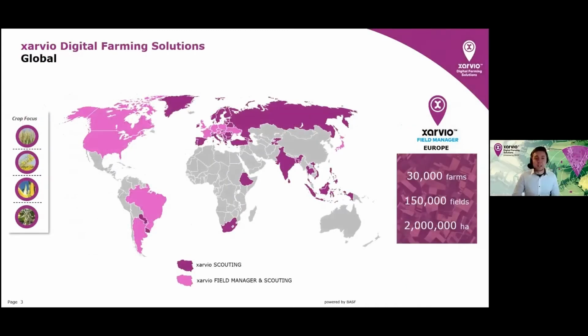Thanks, Louis. So firstly, I'm going to give an overview of xarvio and xarvio Field Manager. xarvio Digital Farming is the digital arm of BASF, and it has a presence globally with its different products, which you can see on this slide. And it has a strong and growing presence in Europe, and again, you can see the stats here that show that. The aim of xarvio is to develop digital farming solutions that can help growers and agronomists to improve and automate their crop production by providing agronomic insights for your crops and data-driven crop models to assist with agronomic decision-making on farm.